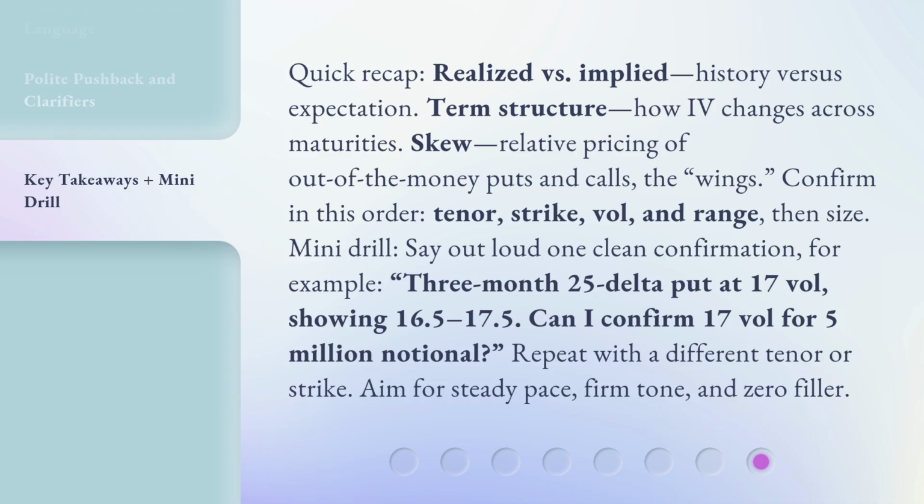Mini drill. Say out loud one clean confirmation. For example, 3-month 25 delta put at 17 volume, showing 16.5 to 17.5. Can I confirm 17 volume for 5 million notional? Repeat with a different tenor or strike. Aim for steady pace, firm tone, and zero filler.